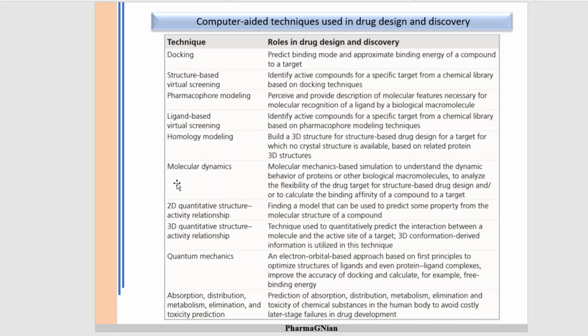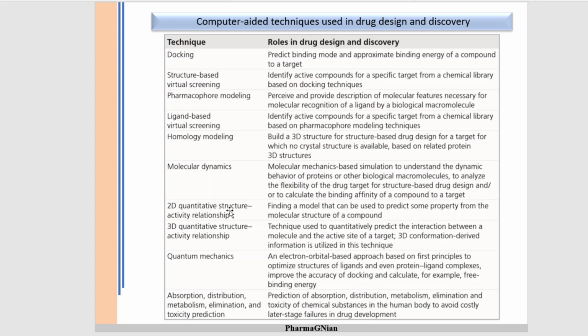The next technique is molecular dynamics. It has the role of molecular mechanics-based simulation to understand the dynamic behavior of proteins or other biological macromolecules, to analyze the flexibility of the drug target for structure-based drug design, and to calculate the binding affinity of a compound to a target. This is the role of molecular dynamics in computer-aided drug design. I am just giving an overview of all these techniques and their roles in computer-aided drug design.